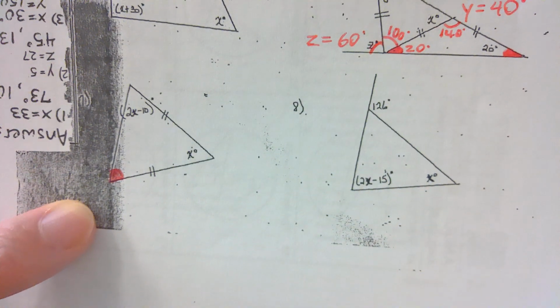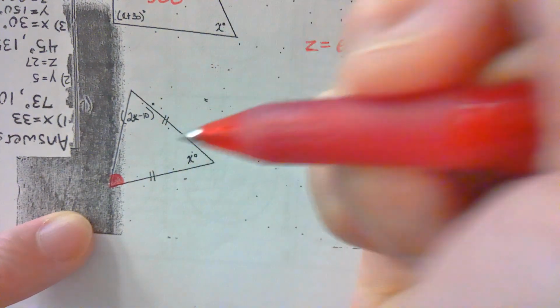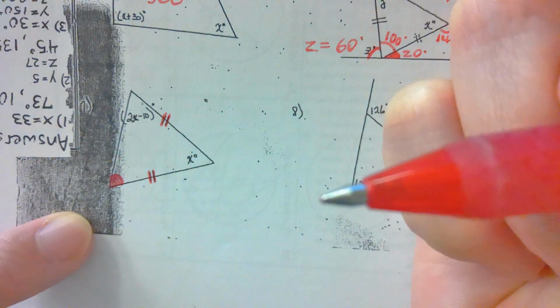What is that? What expression? Let's say Yancy. It's like the same as the 2x minus 10. Perfect. This is also 2x minus 10.